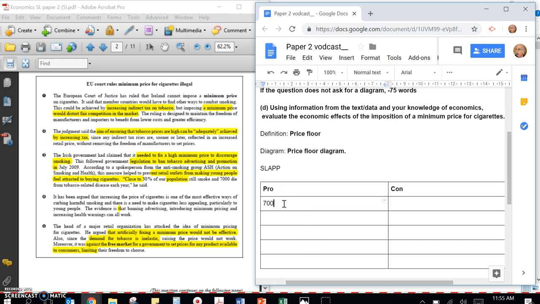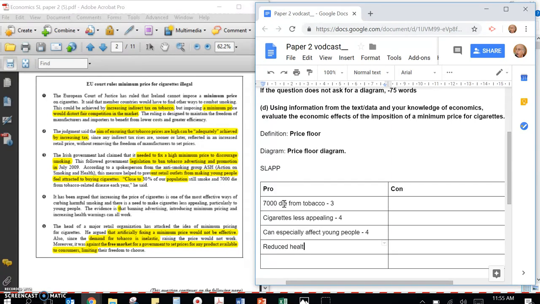So I've got 7,000 die from tobacco. So this is why we would put in a price floor. Cigarettes, less appealing. We want them to be less appealing, right? So I've got these from the text, that's why I'm quoting the paragraph. Can especially affect young people. That's from paragraph 4. And I'm coming up with my own ideas here.